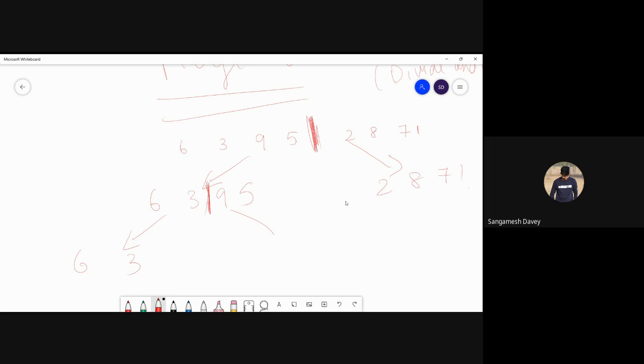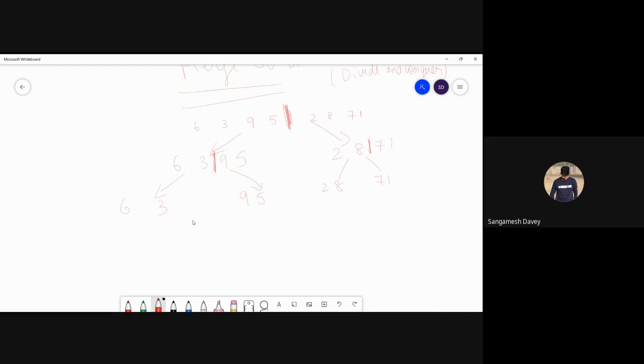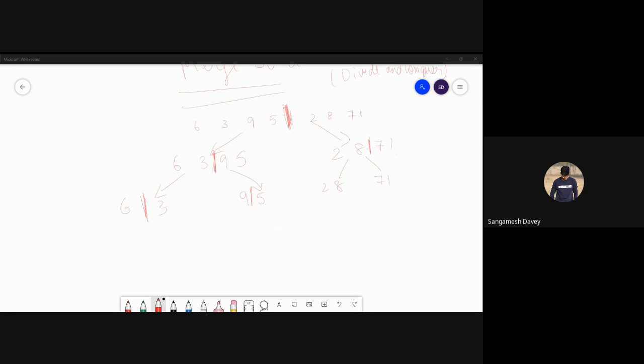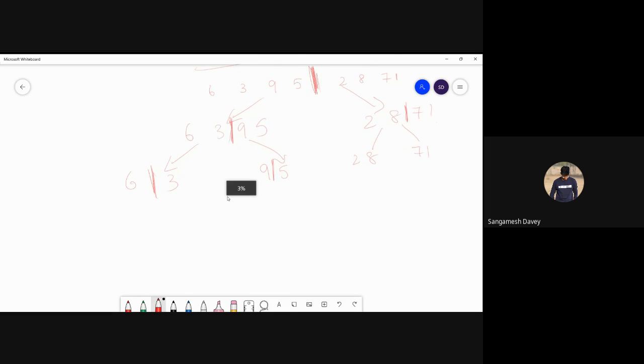6 and 3. 9 and 5. Divide this one also further: 2 and 8. 7 and 1. Okay. Once I have reached this place where I can't divide them after this, right? They're already in the least breakable state. I've already divided them as much as possible. After this, what I do is I start sorting them. If I sort them, it's very easy to sort, right?